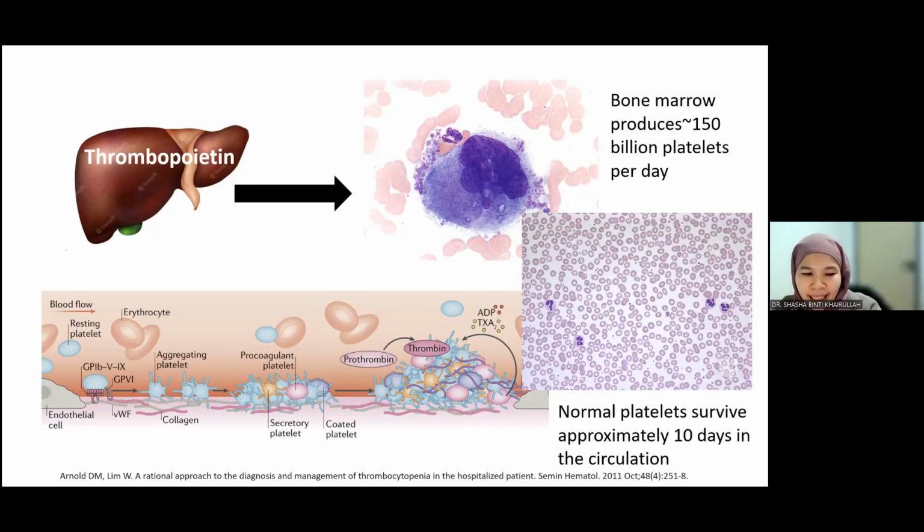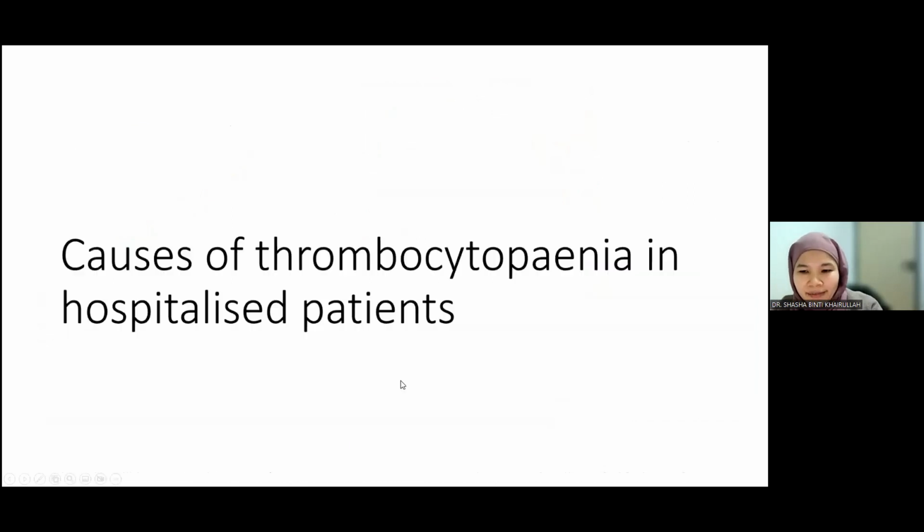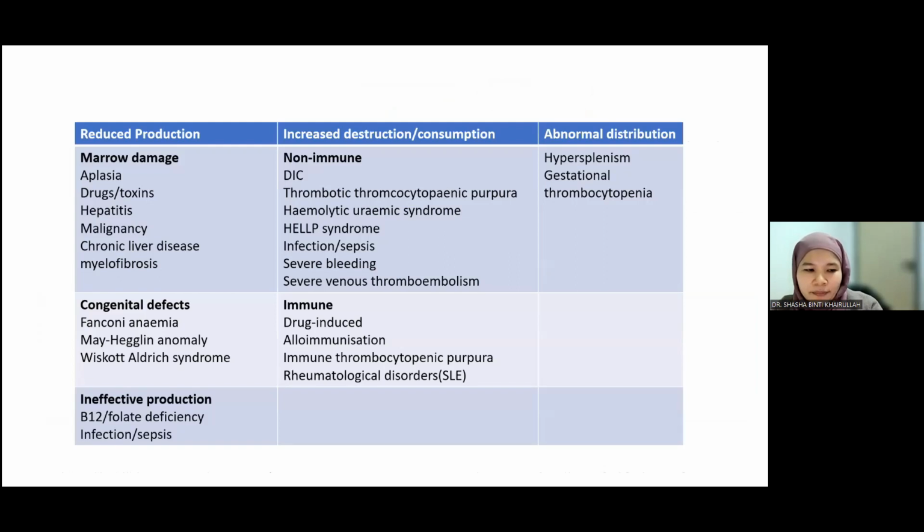Platelets, as you know, play an important role in primary hemostasis and maintaining vascular integrity. They are activated at the site of vascular injury to form a platelet plug that provides the initial response to stop bleeding. So what causes low platelet counts?